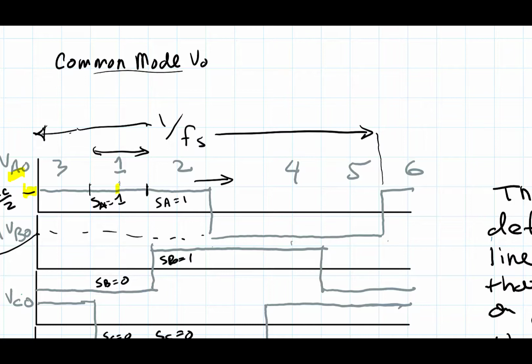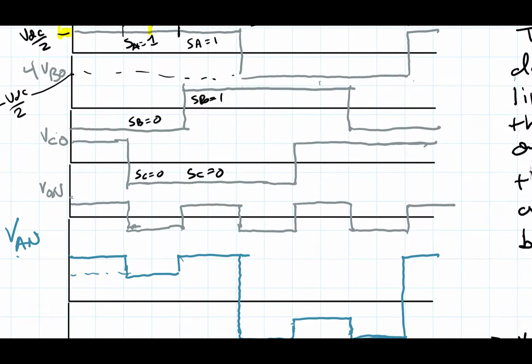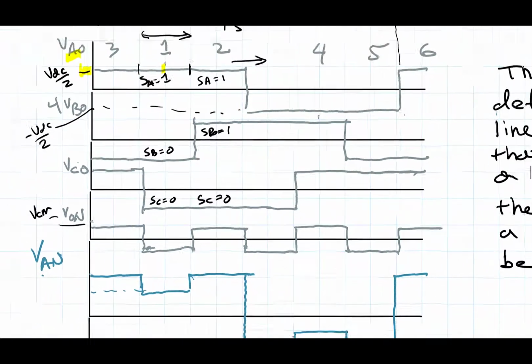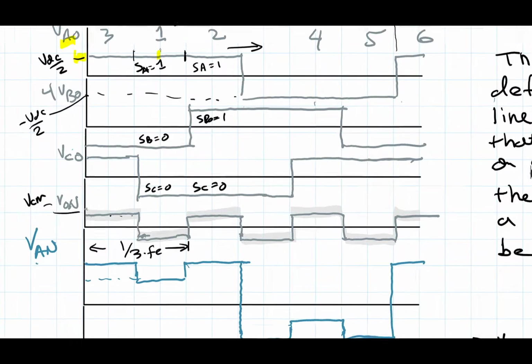And so the common mode voltage is equal to the sum VA0 plus VB0 plus VC0 divided by 3. So we can actually plot that, and I said before that VA0N is the same as the common mode voltage. So I've just summed the three voltages and plotted them here. And what you notice is you've got the voltages going positive and negative, and the period here is 1 over 3 FE. So it's really effectively a third harmonic.